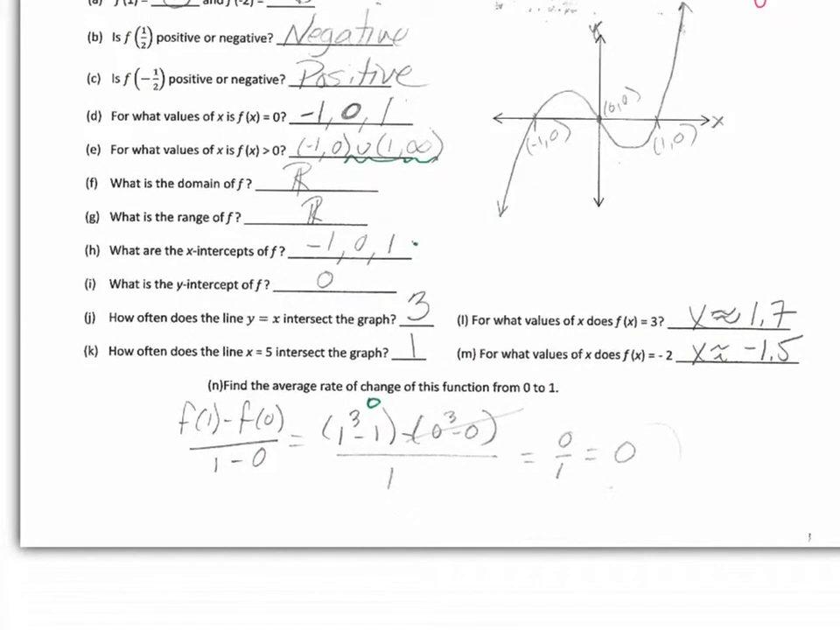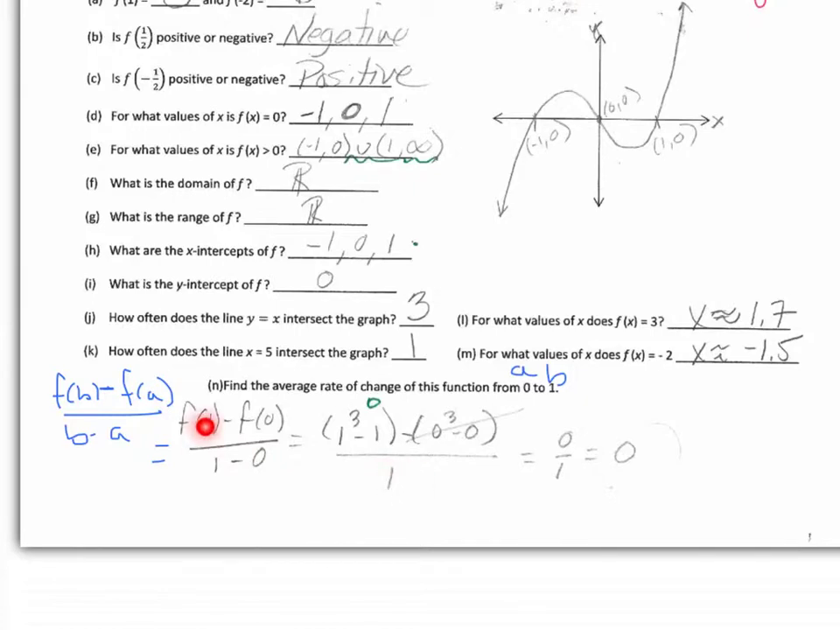Finally, this part of the question, find the average rate of change. The average rate of change formula is f of b minus f of a, over b minus a. For us, a is 0, b is 1. So f of 1 minus f of 0 over 1 minus 0. 1 minus 0 is 1.